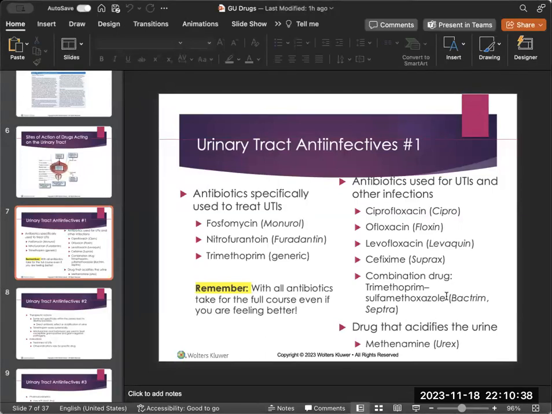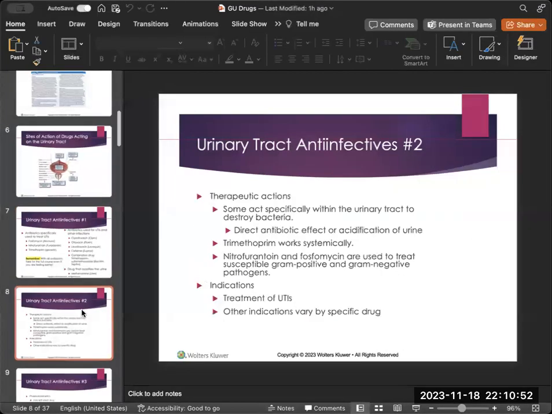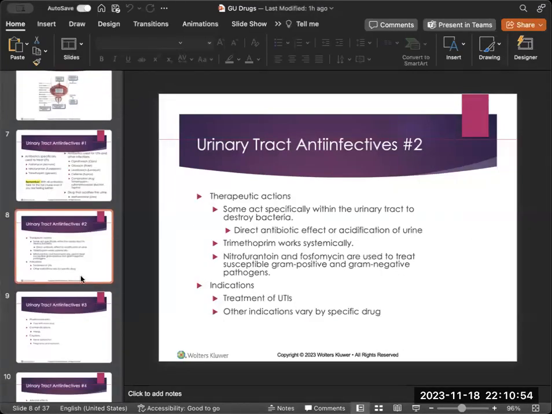Antibiotics used for UTIs and other infections include ciprofloxacin, ofloxacin, levofloxacin, cefixime, and others, okay? And some drugs that can acidify the urine include methenamine. So, what about this general class of these urinary tract anti-infectives? So, we're just looking at all of these different ones as a whole, okay?